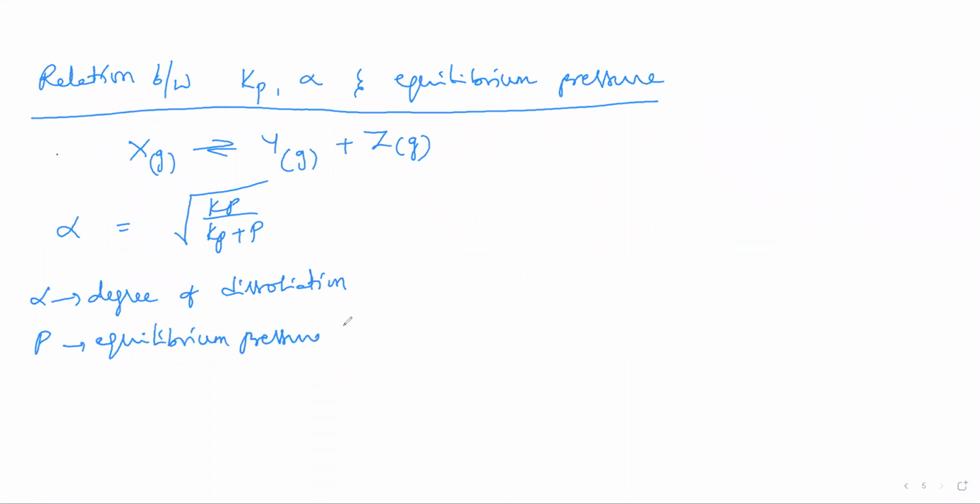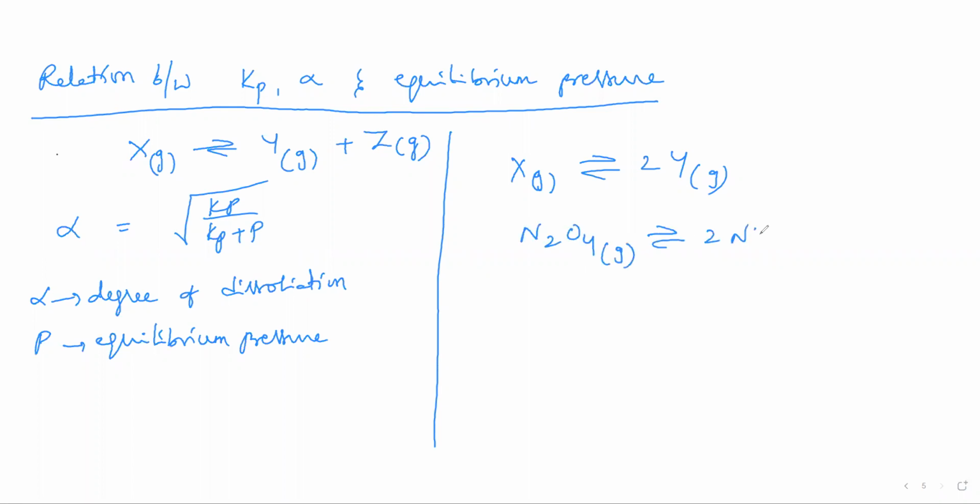Equilibrium pressure. One more case is there. X gives gas to Y. Example, N2O4 gas gives 2NO2, which is also gas. Then alpha is equal to square root of Kp by Kp plus 4P.